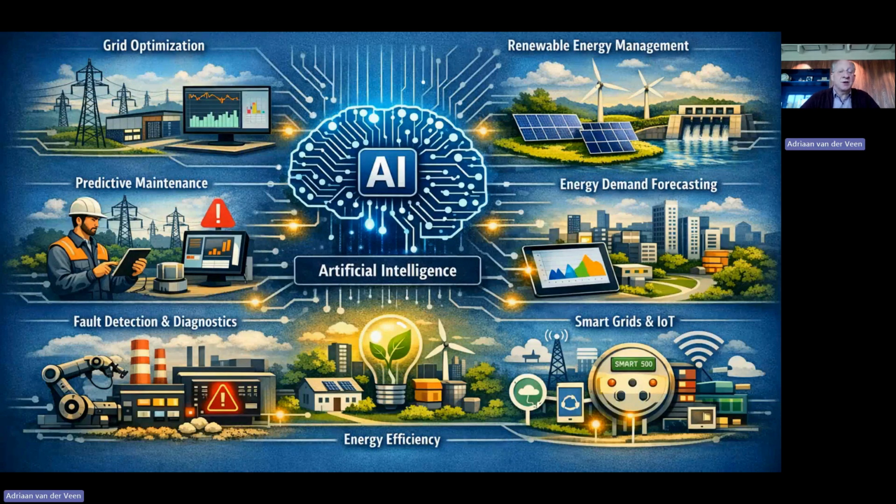Last but not least, something about AI. This picture shows several areas where our research and development activities concerning AI and machine learning are taking place, like grid optimization, predictive maintenance, and other sorts of predictions, smart grids, the Internet of Things.